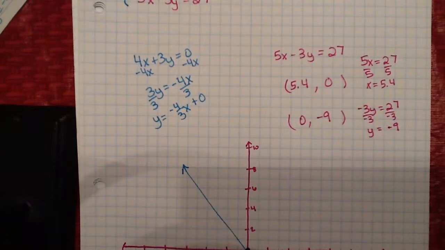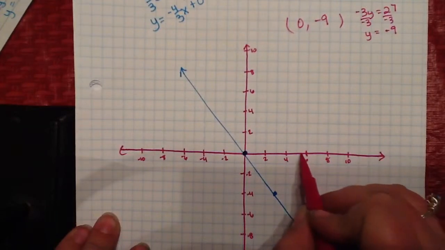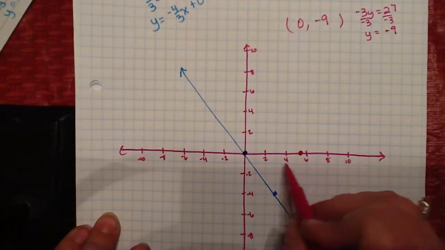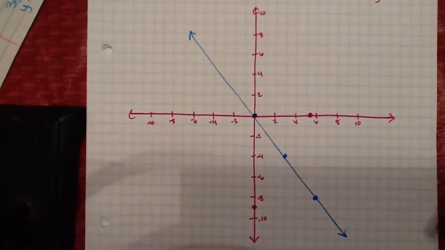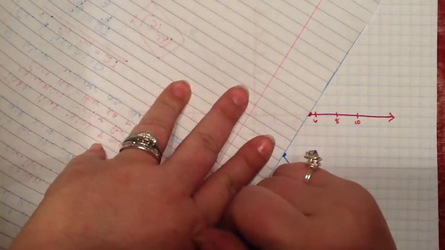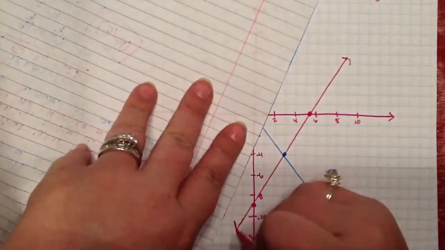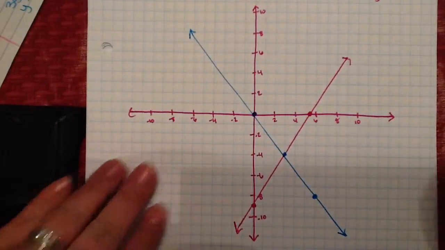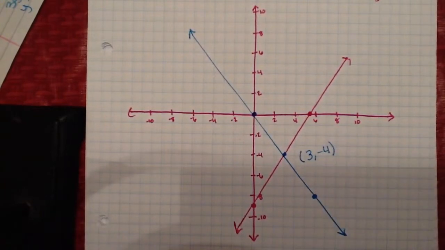So to graph 5.4, I'm going to go in between 5 and 6, just under halfway, and then 0, negative 9 would be right and left 0, and down 9. Again, since I don't have a straight edge handy, I'm going to use my paper and draw in a super straight line, and then double check that my graph did indeed intersect at the point 3, negative 4. It looks like I did, so I'm very excited that we've done this one right.